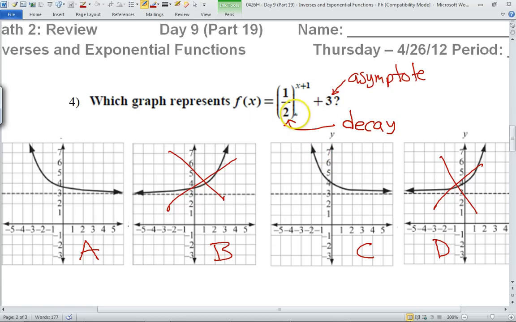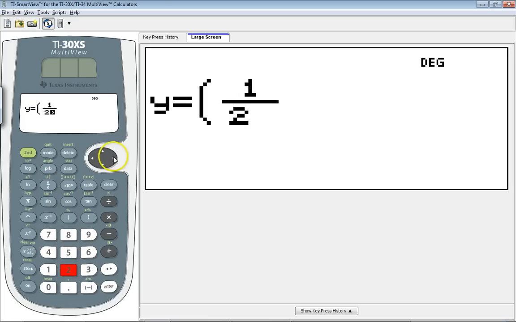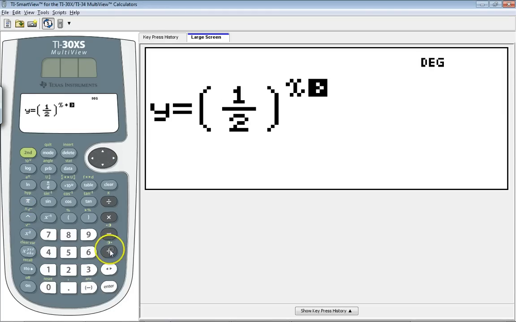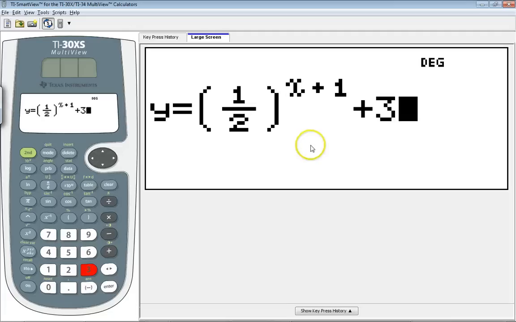Now, if I were you, I would use the TI-30 to help us choose between A and C at this point. Let's go ahead and type this function into our calculator. So everyone hit the table button on your calculator, and let's type in the function. So we have 1/2 to the x plus 1 power plus 3. We just double check. 1/2 to the x plus 1 power plus 3.